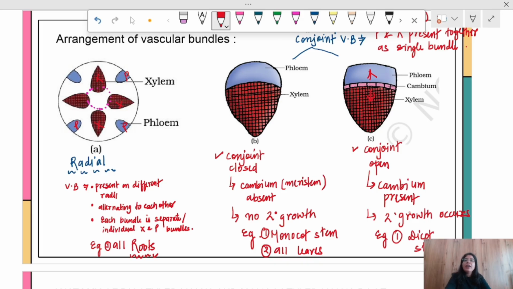Conjoint closed. Grasses, monocot stem, all of these structures, will they have any kind of secondary growth? No. So which kind of vascular bundle will they have? They will have conjoint closed. Understood? All the roots, whether they are monocot roots or dicot roots, will have radial arrangement of vascular bundle. I have not talked about cambium here, because cambium is not present in between the vascular bundle, as there is no conjoint arrangement here. Cambium will get formed in the dicot root, but there is another method of that, which we will explain later.